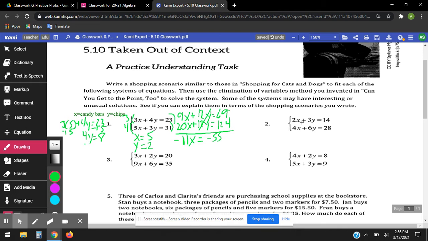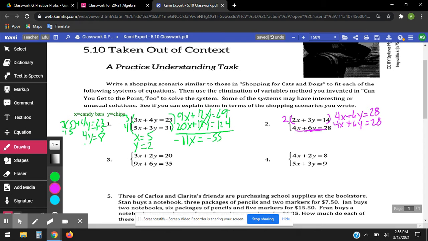All right, so for this next one over here, let's see, if we double this top one, we would get 4x plus 6y equals 28. What do you notice? This one is also 4x plus 6y equals 28. So essentially, we bought the same amount of candy bars and chips, just twice as many.